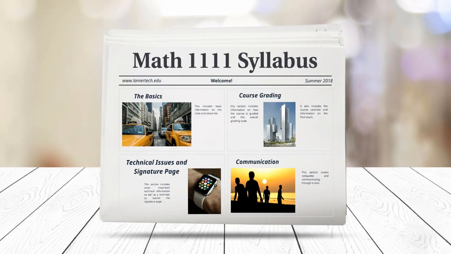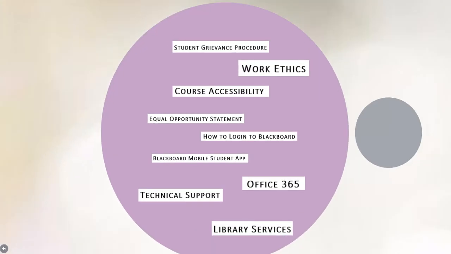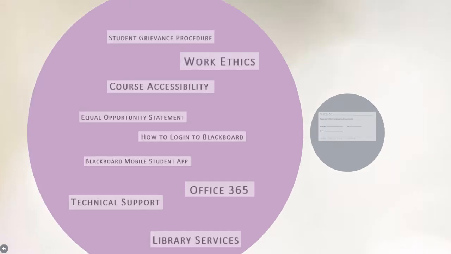Okay, so let's talk about some technical issues and the signature page. As I said in the beginning, there's a lot of information on the syllabus, and some of that includes the student grievance procedure, information on work ethics, course accessibility, equal opportunity statement, how to log into Blackboard, Blackboard mobile student app, Office 365, technical support, and library services. And there are links in the syllabus that will take you directly to our website for further information on many of these policies. So make sure you review the syllabus and look at all this information.